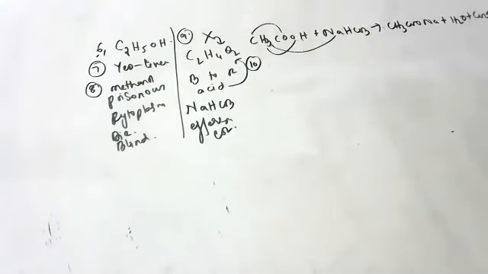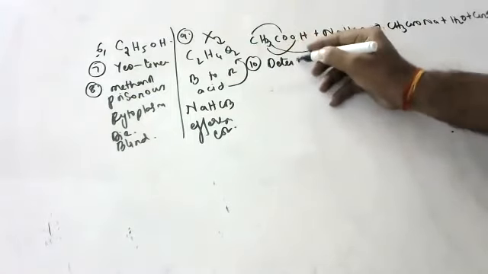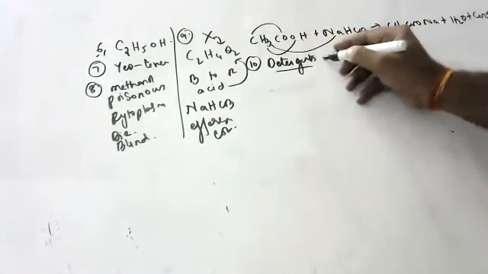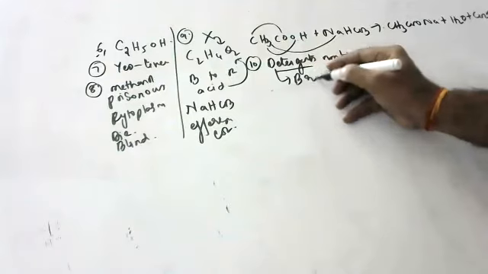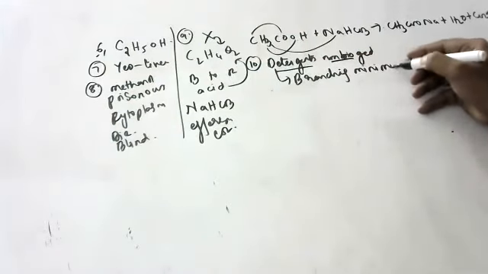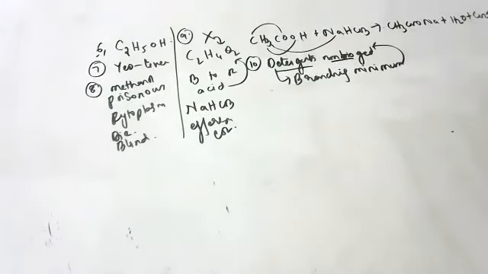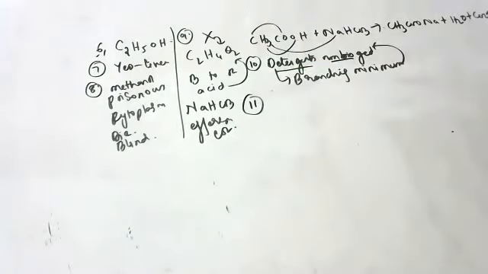Which type of synthetic detergents are biodegradable? Normally, detergents are non-biodegradable. Which of them are biodegradable? Those which have minimum branching are biodegradable. If you keep branching less, then they will become biodegradable. Branching should be less.